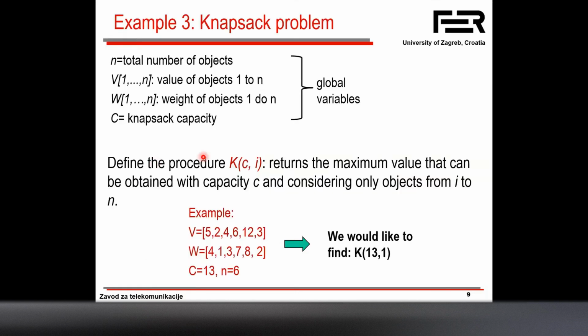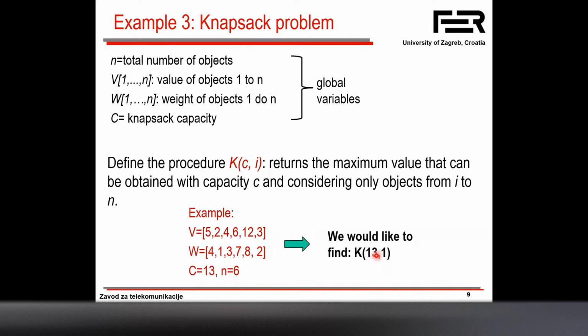So we define this procedure, K(C, I), which will return the maximum value that can be obtained if I have capacity C, considering only objects from I to N. So I is going to be 1, 2, 3, 4, 5, 6 in this example. If I have 6 objects, my original problem would be K(13, 1).